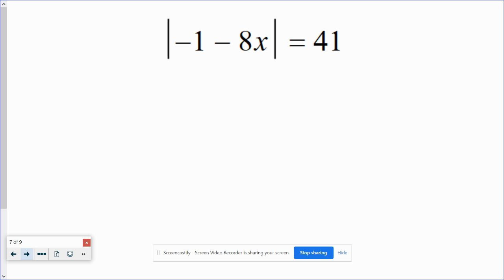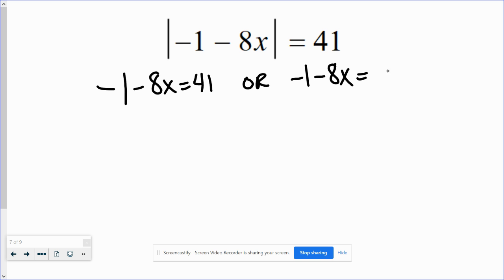This one, we have a couple of steps to do, and I can write my two separate equations. So my first equation would be negative 1 minus 8x equals 41, or negative 1 minus 8x equals negative 41. I would suggest that we do a keep, change on each of those. And the negative 8 in both of these equations, that's what's attached to the x. So we want to leave that alone.